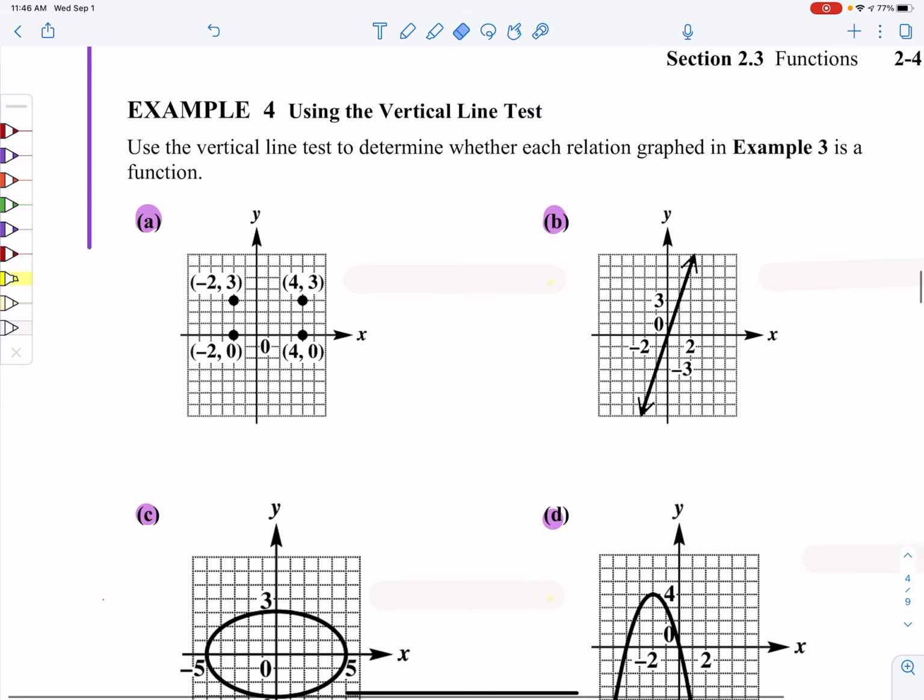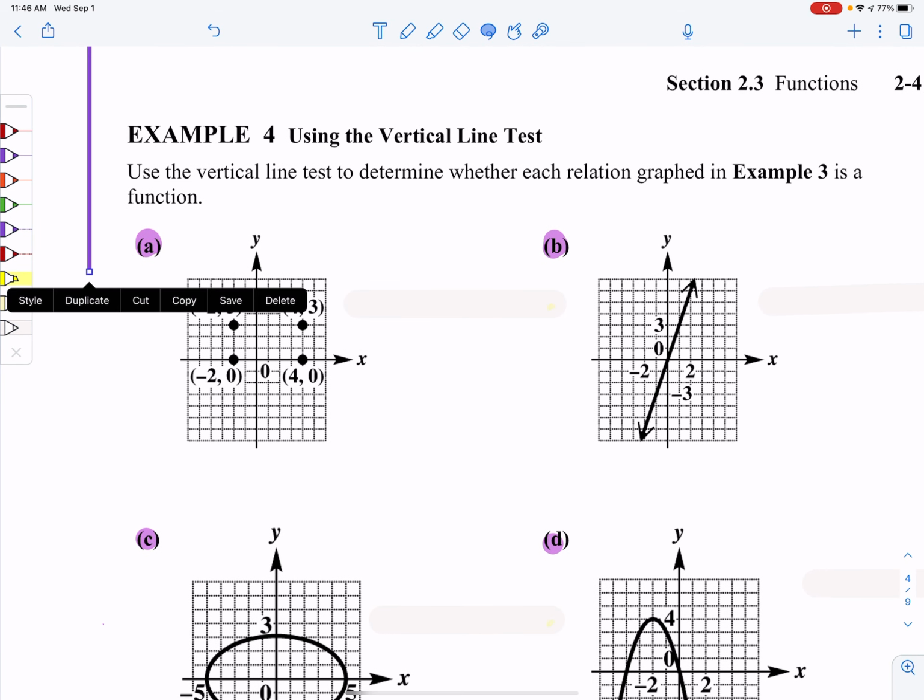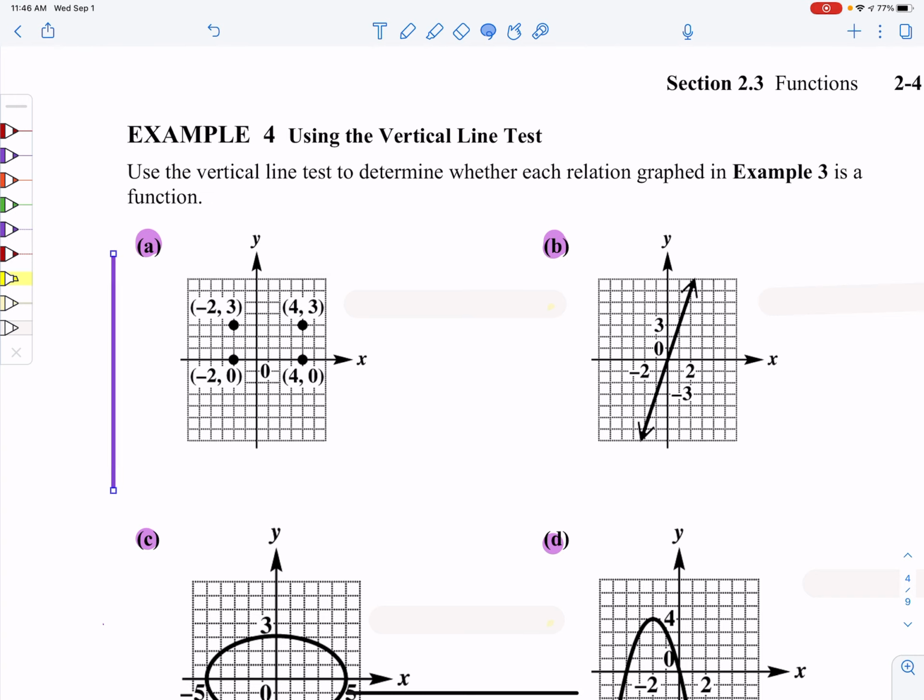So what I've got here is I actually made myself a vertical line. I'm going to take this vertical line across each one of my functions. What I want to know is, does my vertical line touch more than 1 point at a time? Oh, look right here. My vertical line touches 2 points at the same time. So we're going to say this is not a function, but you'll also notice there were x repeats. So that's not a surprise.